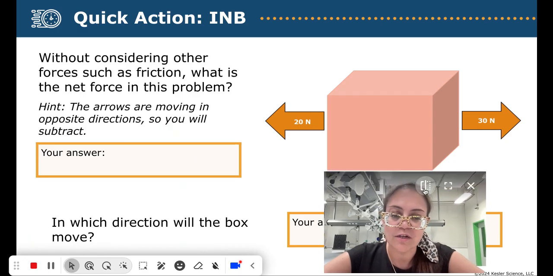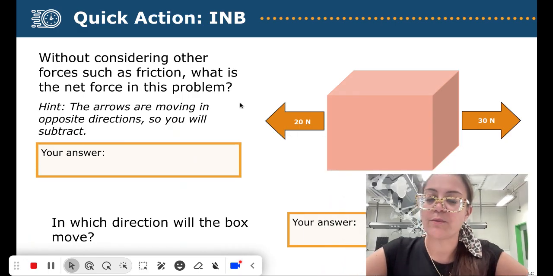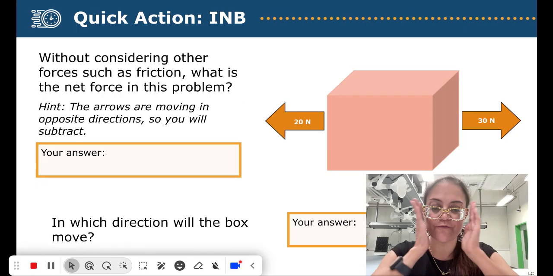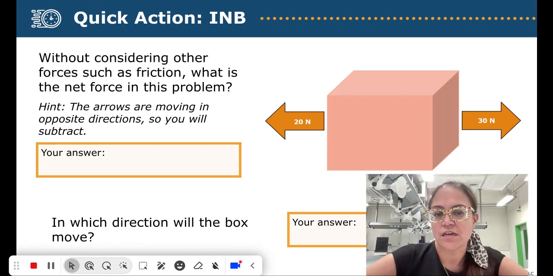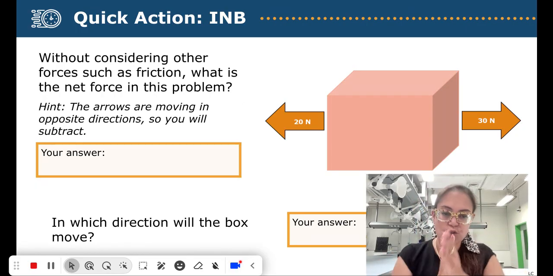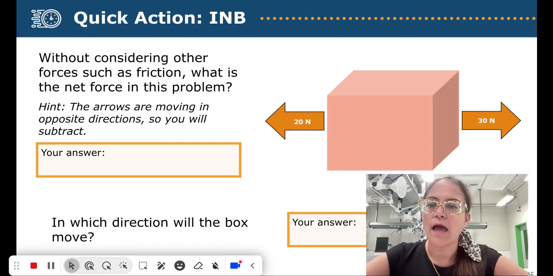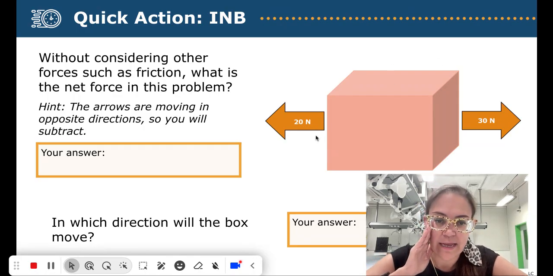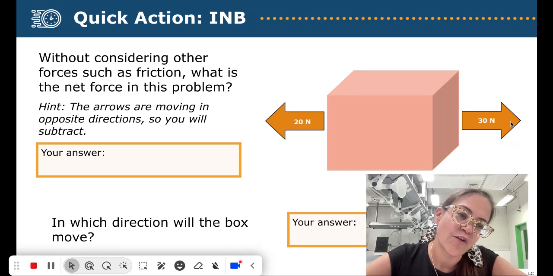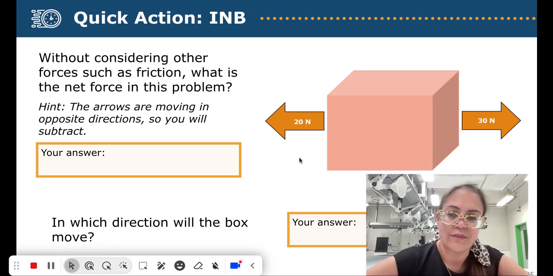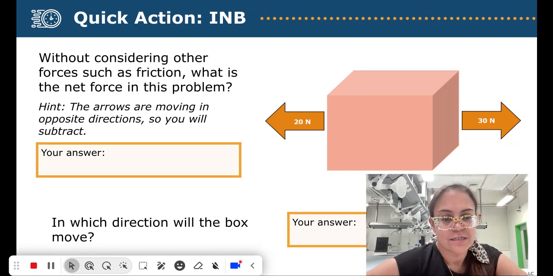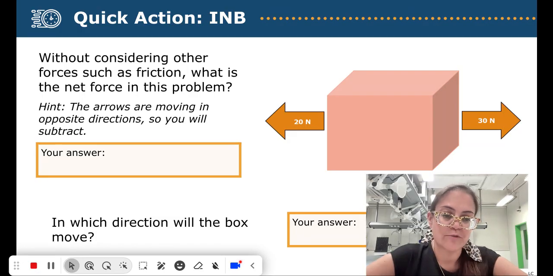All right, so here's just a quick check for you. Without considering other forces such as friction, we talked about friction yesterday, which is when two things rub together. We're not going to worry about that because that makes our calculations much more complicated. What is the net force in this box? So we have 20 newtons to the left, 30 newtons to the right. What do you think? They're moving in opposite directions. So are we going to add or subtract them?